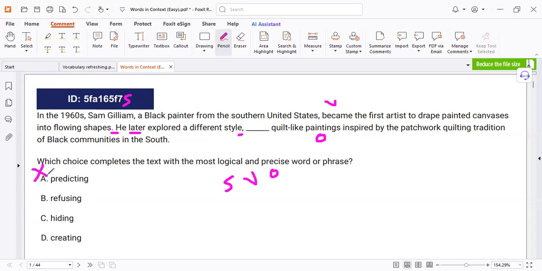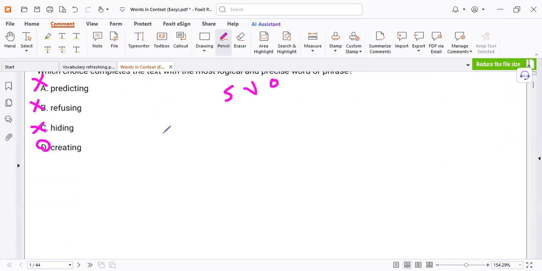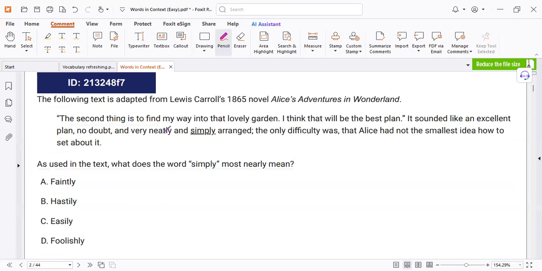There is no evidence about foresee, predict, hide, no evidence. Refusing, how, when it is said inspired by? And he accepts. Creating, so it must be no. So creating, is the verb create workable with the object? Yes, he created quilt-like thinking. This could be evident. That's why, and of course he did the action. He painted already. And he said he's a painter. He's an artist. So this means he has the ability to do it. Now it's your turn. Read and answer.